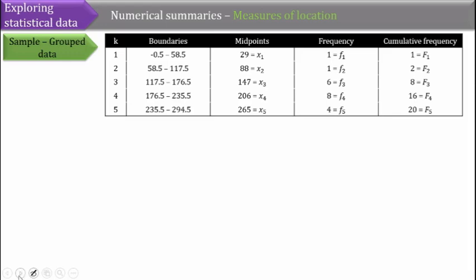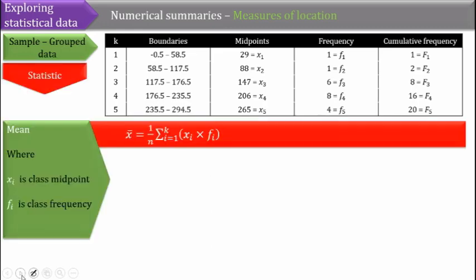So how do we calculate an average if we don't have the individual observations? How do we calculate a median if we don't have the individual observations? And the same for the mode. So there are other formulas that we need to use in order to get these three results. For the mean, we're going to be using this.